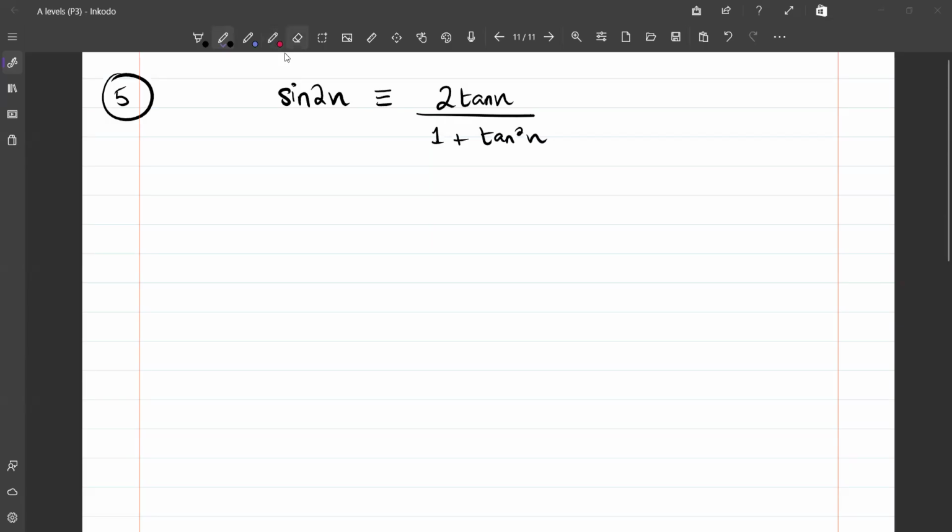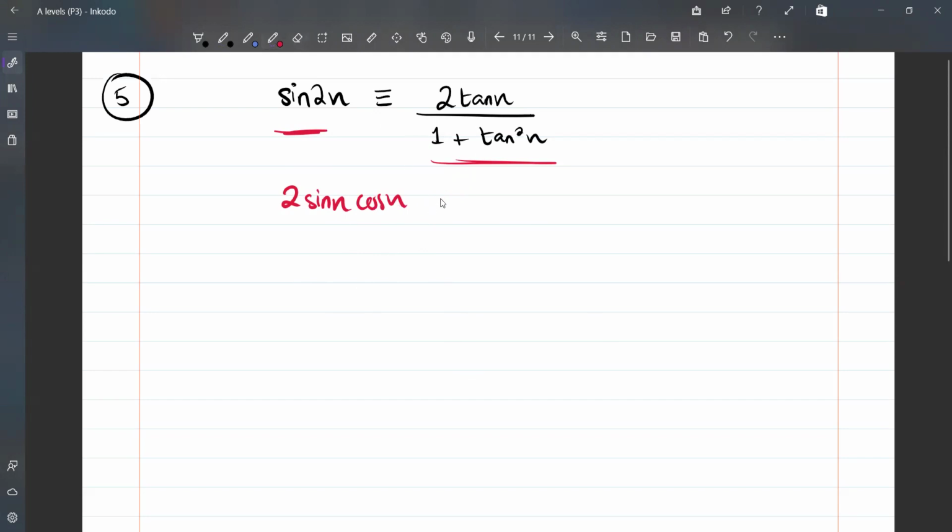So here's our question 5. So yeah, we have to prove sine 2x equals this. All right. So we know that sine 2x is 2 sine x cos x. So how are we going to prove this to this? So yeah, we obviously have to introduce stuff.